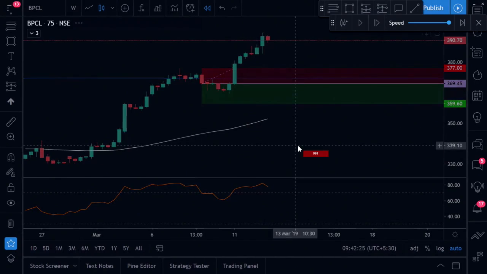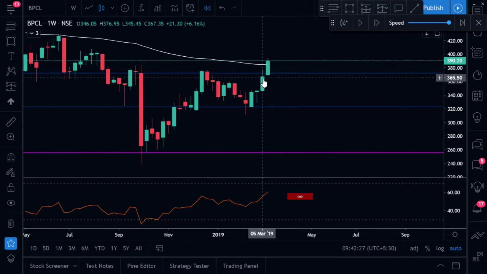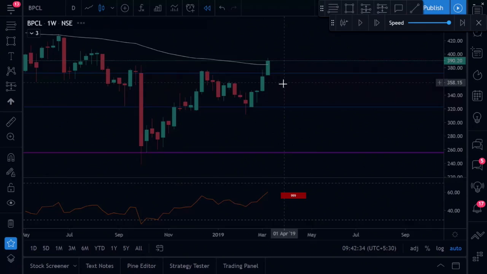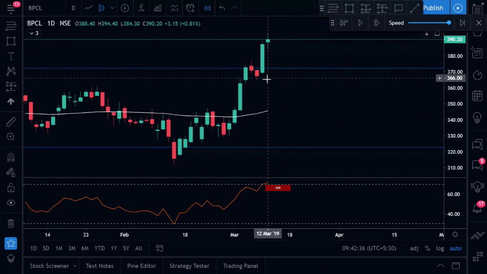Let us look at the weekly now. We were somewhere here and now the weekly has broken out of the weekly resistance. If we look at the daily, it has given a clean breakout. So this trade has absolutely failed. The price has given a breakout.